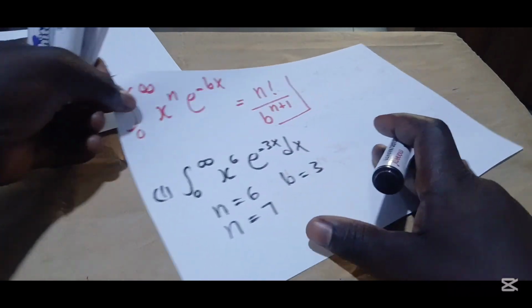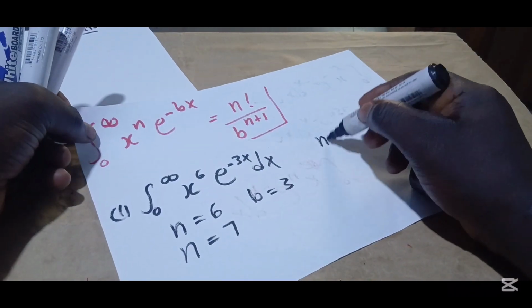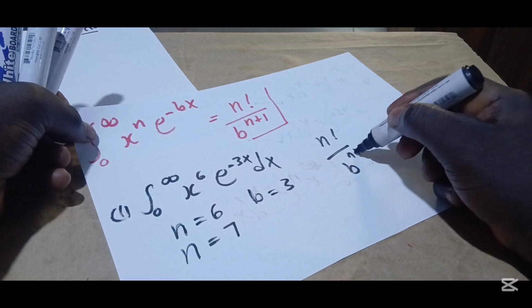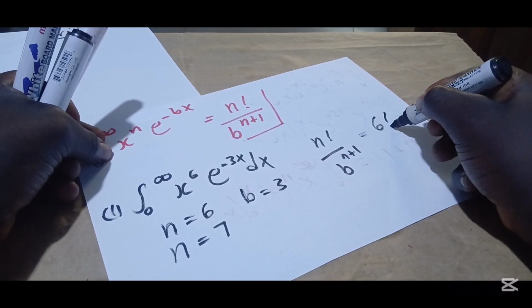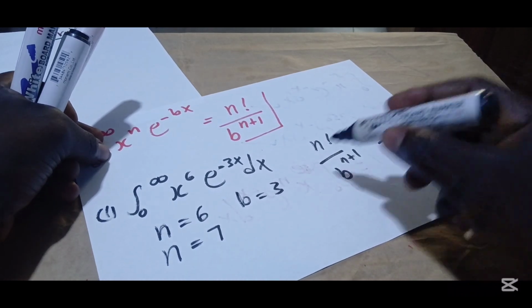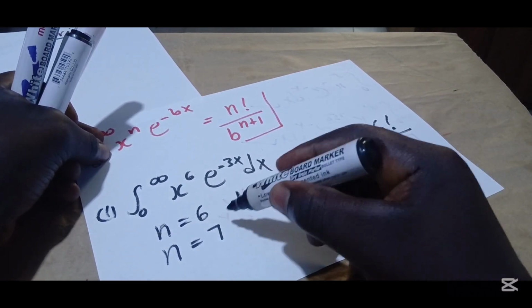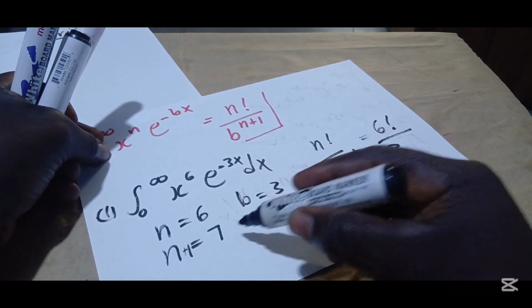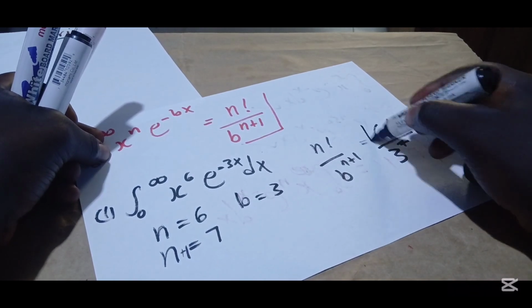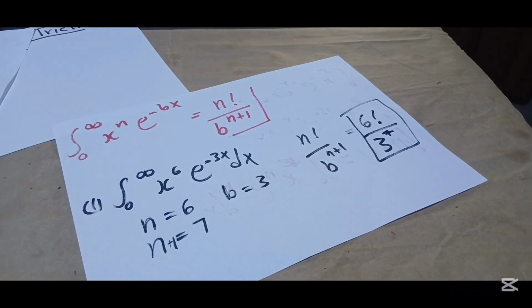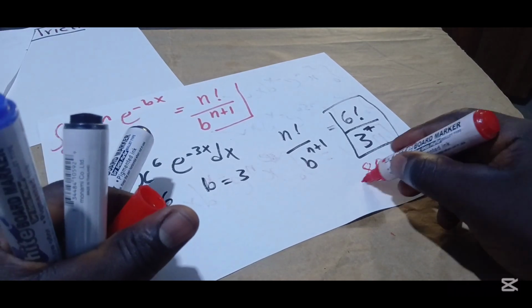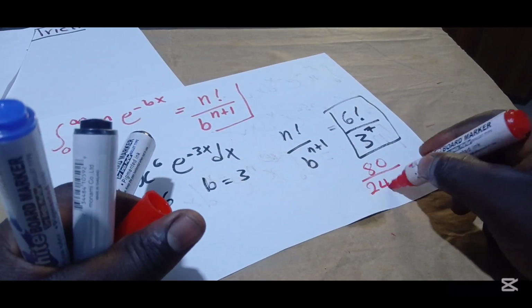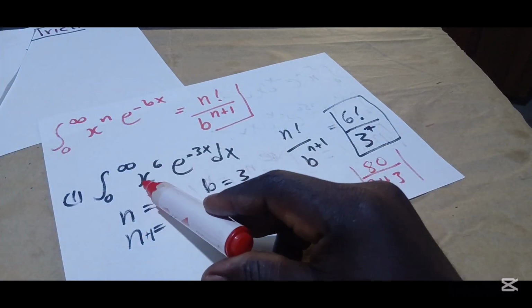So now we just go ahead and evaluate it. So it's n factorial all over b to the power n plus 1. And our n is 6. So this will give me 6 factorial all over b, which is 3, to the power n plus 1, which is 7. So now punch this on your calculator. You are going to get 80 over 243. That is the answer for this problem.